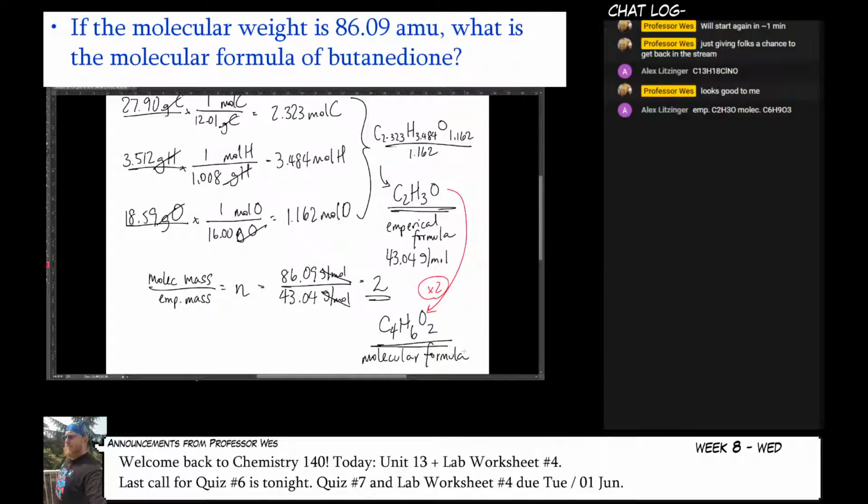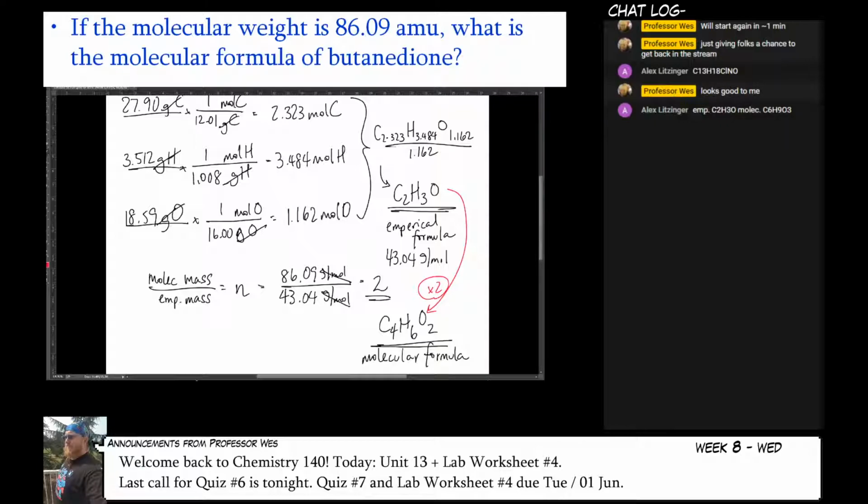That's Unit 13. Any questions, let me know. You should now be set up to do both the questions in Unit 13 as well as the lab.